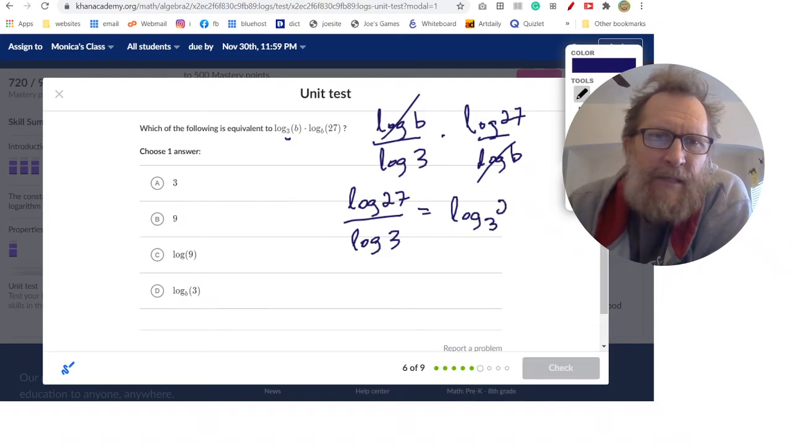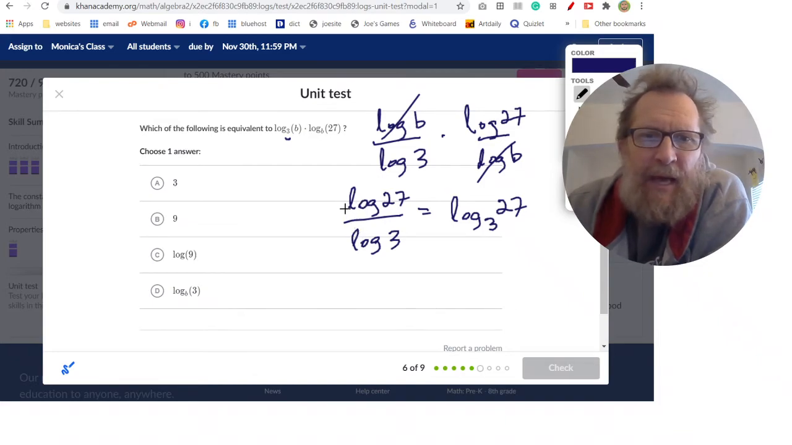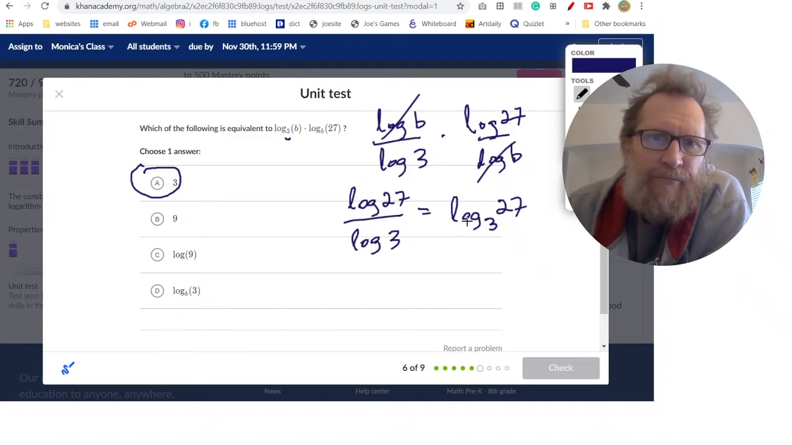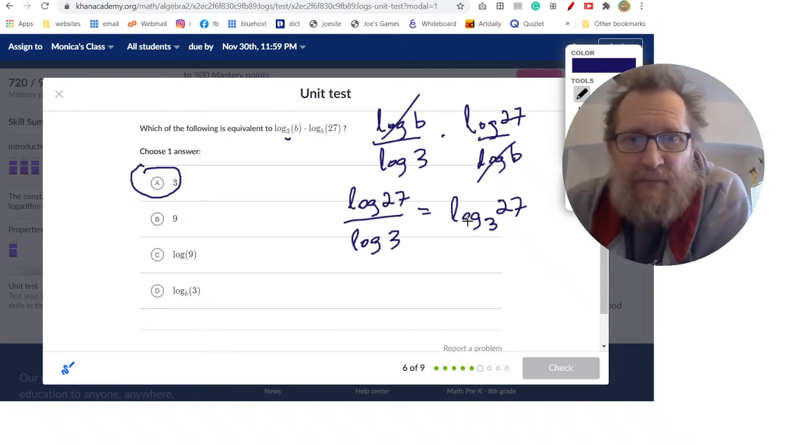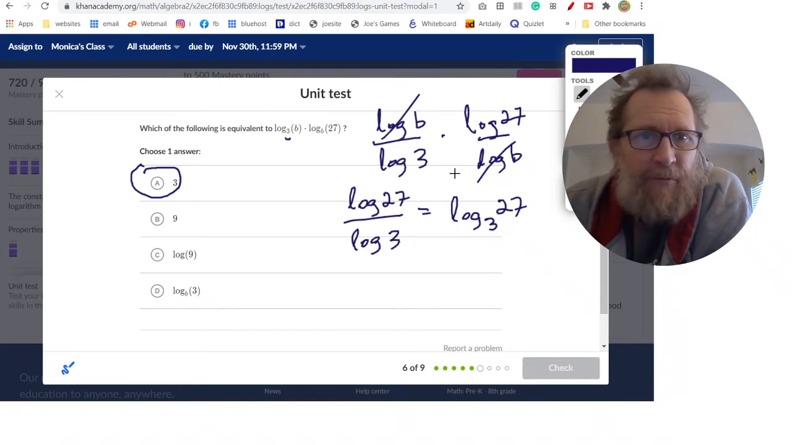log base 3 of 27, meaning what power do I raise 3 to get to 27? I guess that's the way to work with that. And of course, the answer is 3 here. So this is the change of base rule backwards. I think that's probably the simplest, most straightforward way to do that. So I end up with A, because the power that I take 3 to make 27 is 3. That's what the logarithm means. All right.